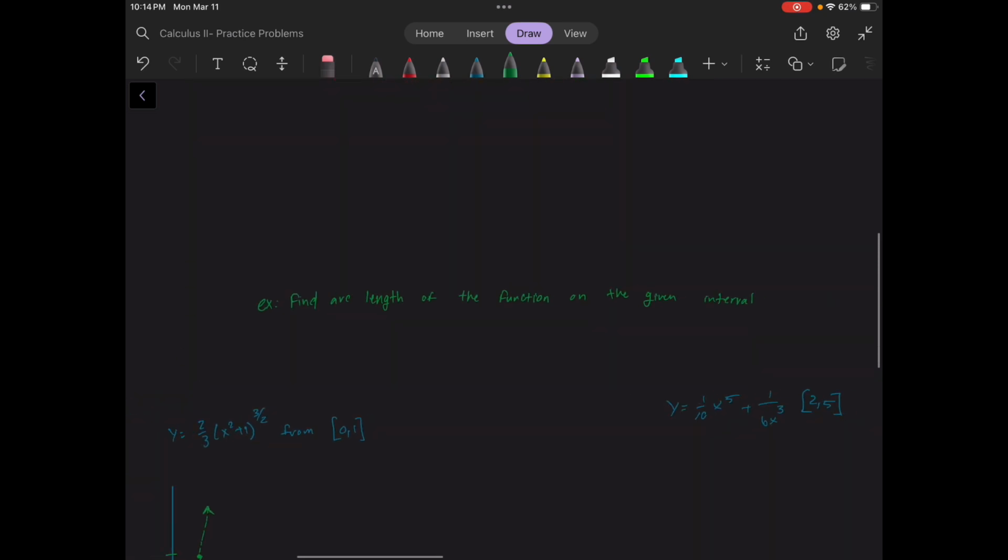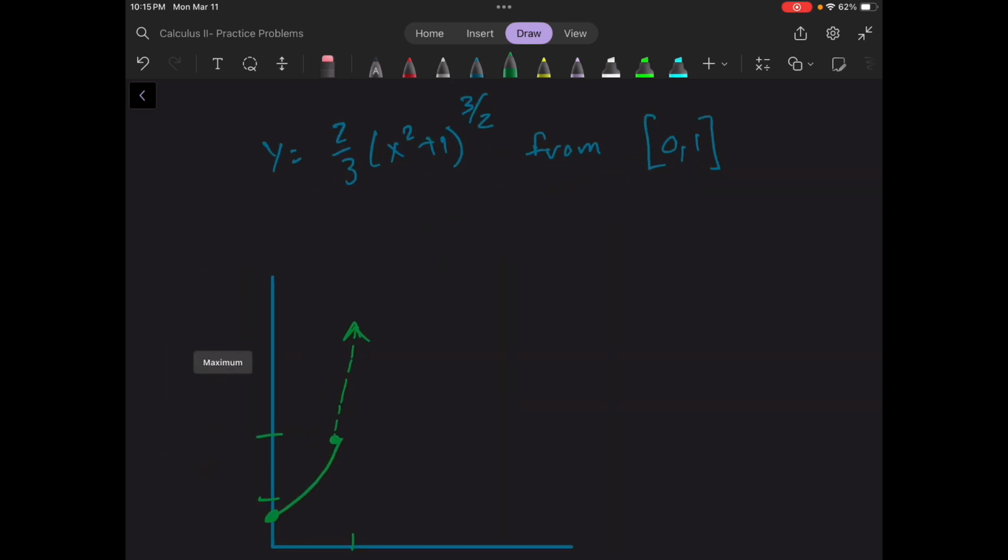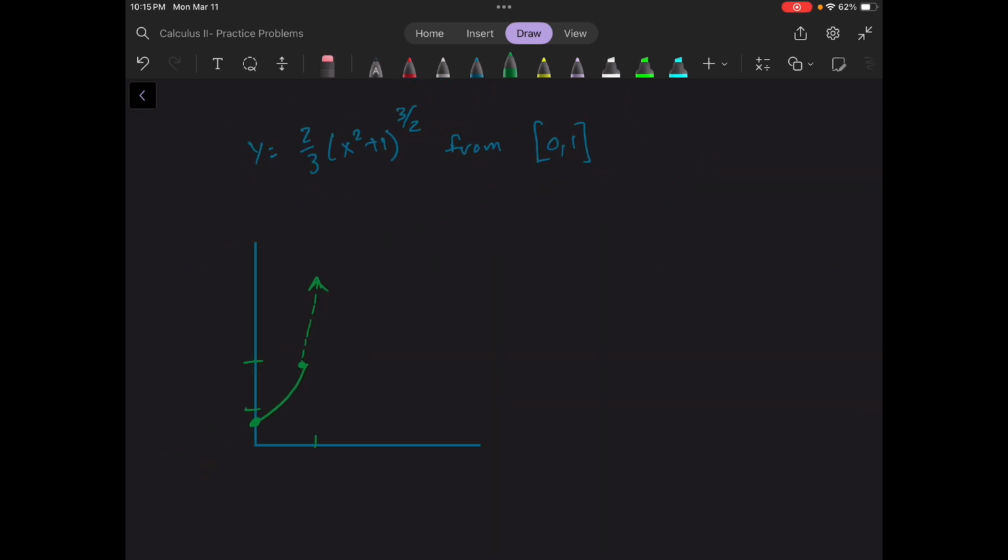So let's look at some examples. These ask us to find the arc length of the function on the given interval. Pretty standard, probably something that would be on your test. So let's look at this. Y equals 2/3 times (x squared plus 1) to the 3/2 power.